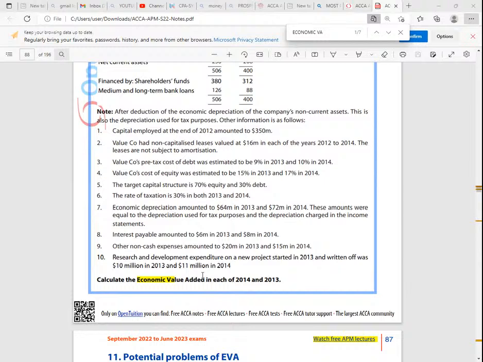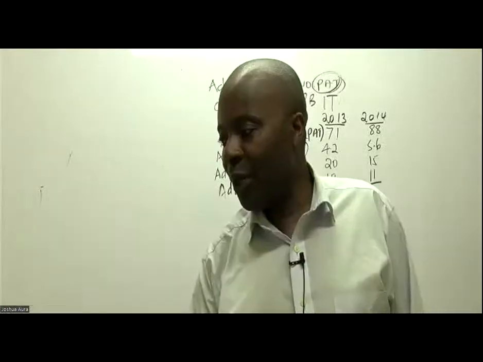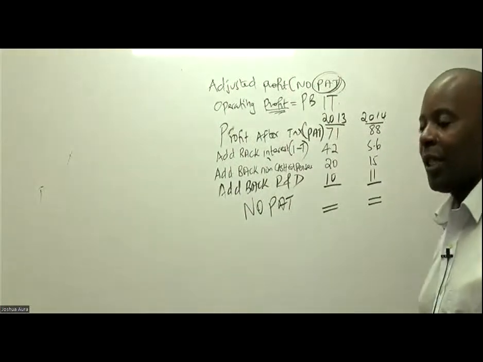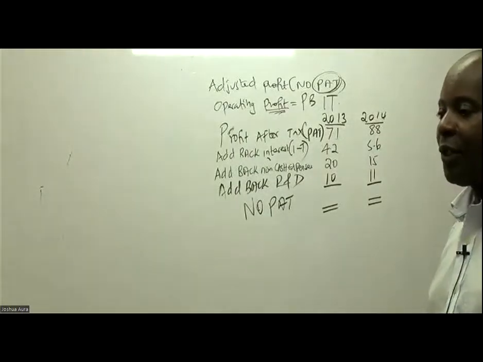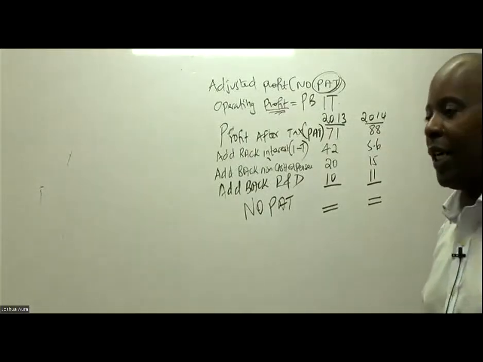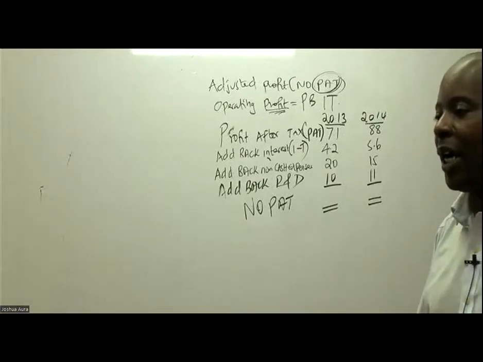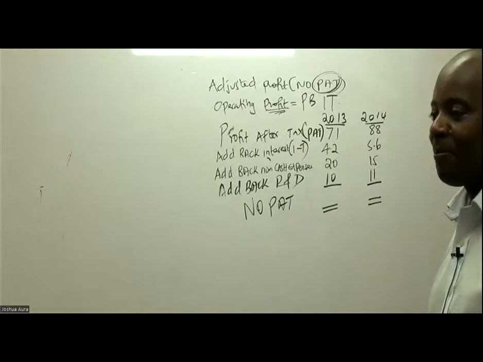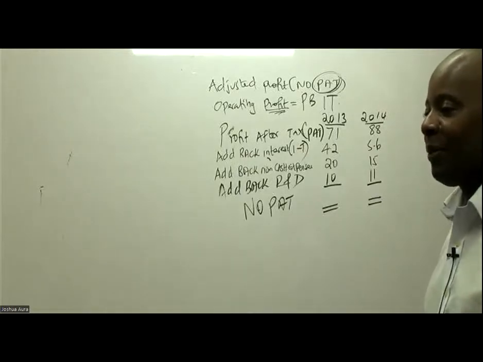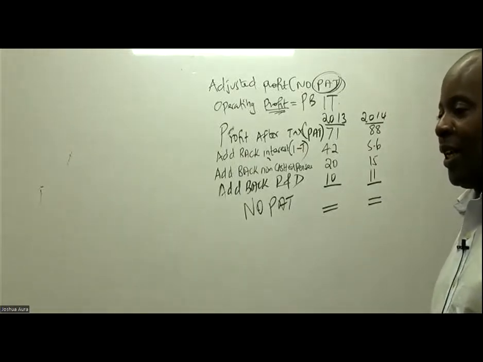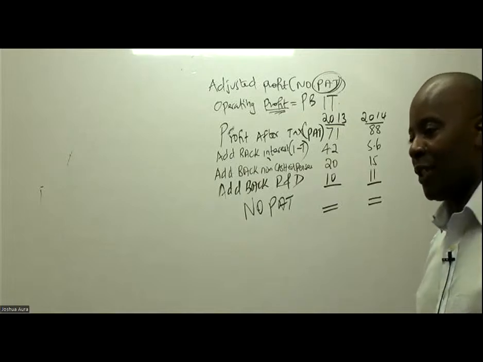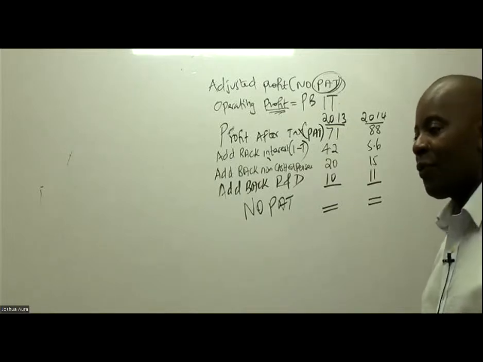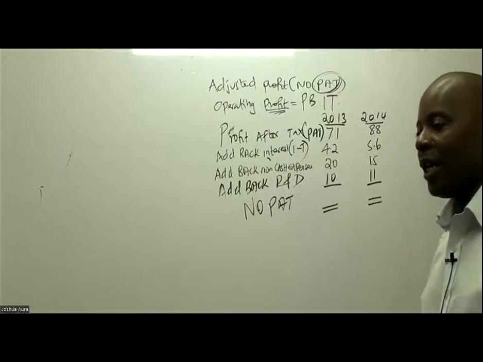the famous net operating profit after tax. Net operating after taxation. What we have there, the net profit after taxation, cash flow based profitability. Net operating profit after tax, what do we have?